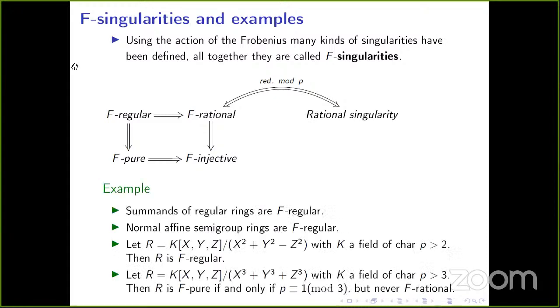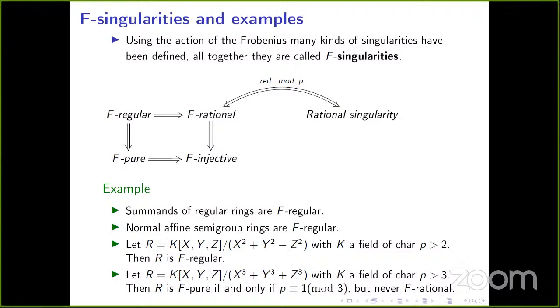Now we see some examples of F-singularities. The first one: summands of regular rings are F-regular. In particular, all regular rings are F-regular, hence all other singularities. The second one: normal affine semigroup rings are F-regular. The third gives a hypersurface ring defined by the hypersurface x squared plus y squared minus z squared, where k is a field of characteristic greater than 2; then R is F-regular. And the fourth example shows that F-singularity really depends on the characteristic.